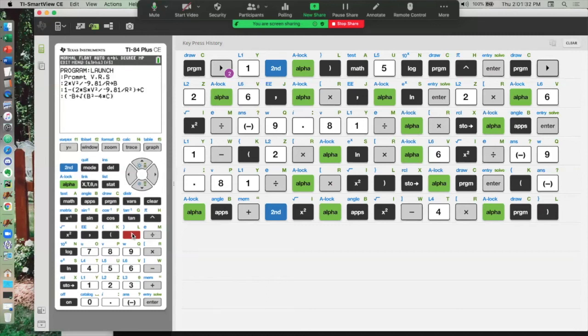So we actually have to close this parenthesis up and then divide by 2. I don't know, I think that's what I did. I don't think that was a problem. Okay, we'll see. All right, we're going to store that in something. I'm going to use X. Alpha x, enter.